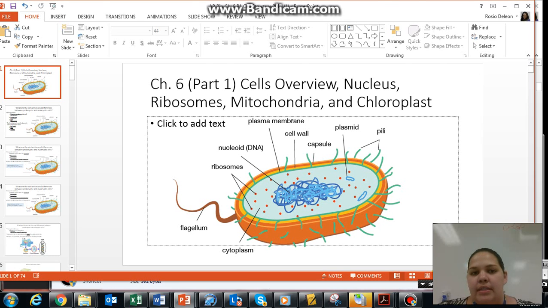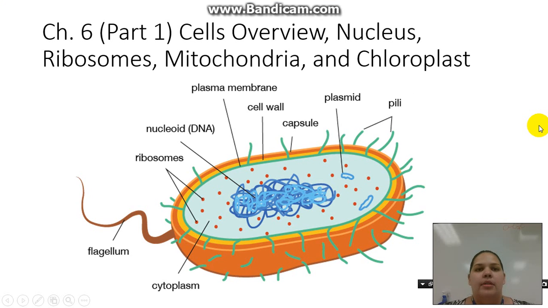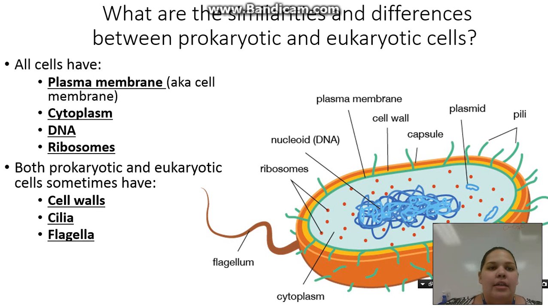Okay guys, so this is going to be Chapter 6, Part 1: Cells Overview, Nucleus, Ribosomes, Mitochondria, and Chloroplast. So let's go ahead and start filling in that middle part on top of your notes. Let's answer the question, what are similarities and differences between prokaryotic and eukaryotic cells?